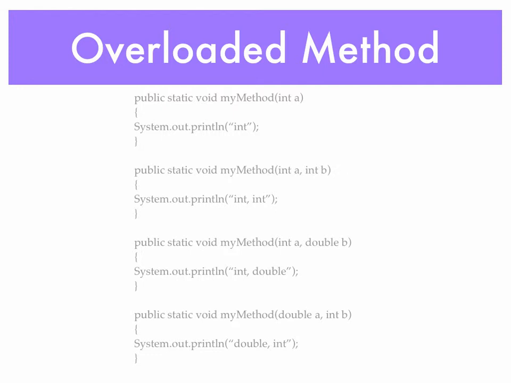You'll notice that these methods are all public, static, void, and named myMethod. But these four methods all have different parameter lists. The first looks for a single int, the second two ints, the third an int and a double, the fourth a double and an int. Here we have overloaded the method myMethod, and we overload on the parameter list, the number and type of parameters on that list, the arguments that are expected to be passed to the method.